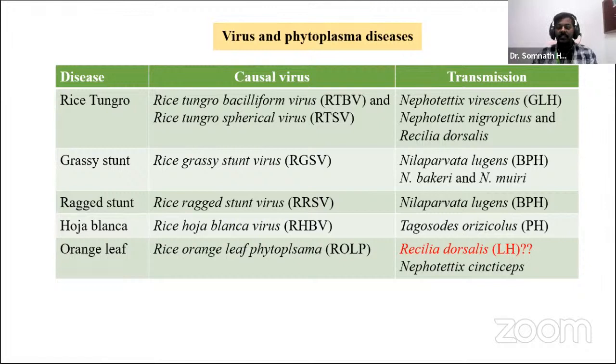For example, the second disease is rice grassy stunt virus, which is transmitted by brown planthopper, known as Nilaparvata lugens, and other species. Similarly, the rice ragged stunt virus is also important in rice, which is transmitted by brown planthopper. Hoja blanca and orange leaf are the phytoplasma diseases, caused by Nephotettix lindiceps.